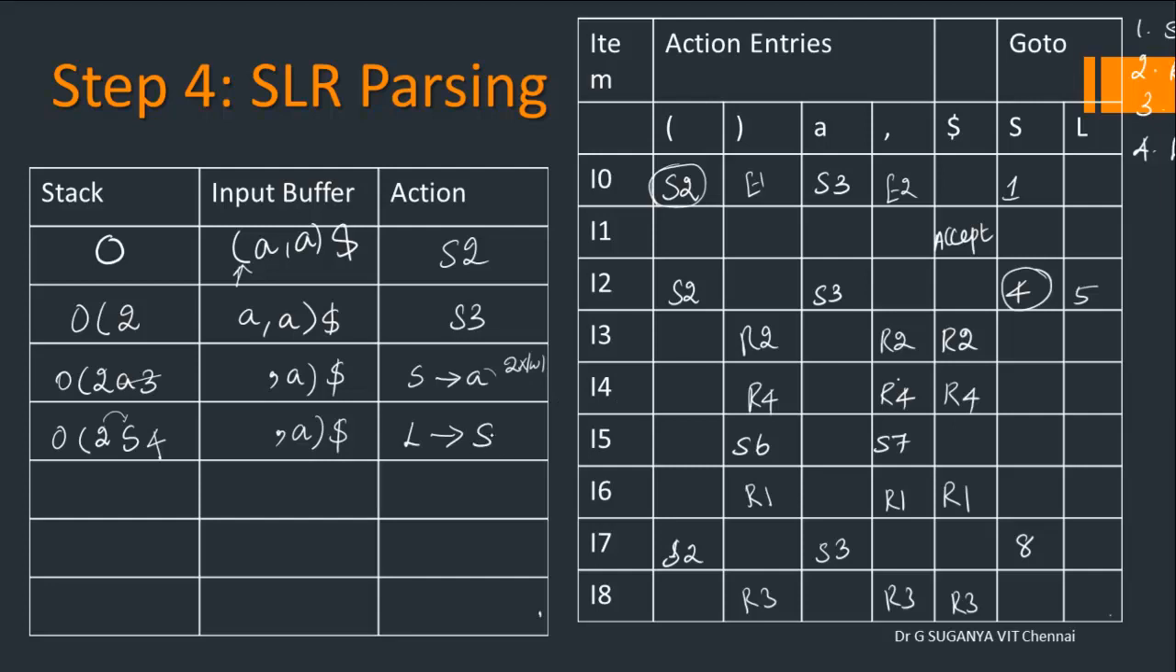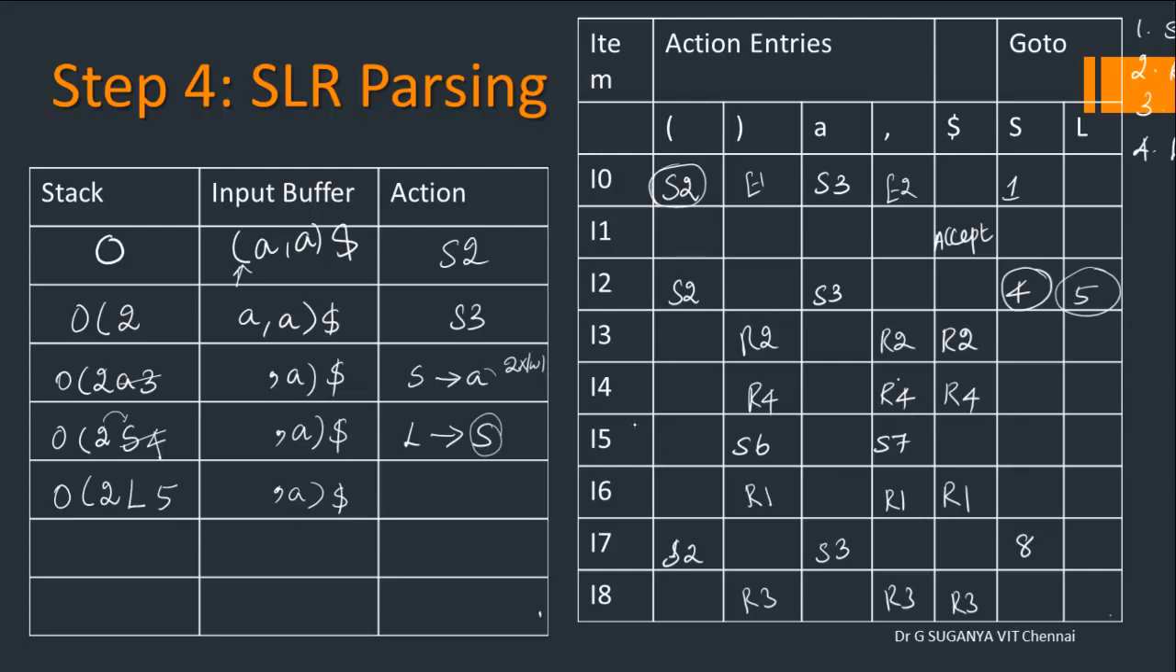Fine. Now again you have only one symbol on the right, so you have to pop out 2. So it will be left out with 0, left bracket 2. And then the left hand side symbol you have to push onto the stack: 2 comma L. If you see, it is to state number 5. 2 comma L, it is to state number 5. So the rest of the things will be comma A close bracket dollar.